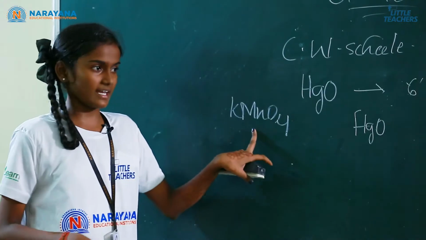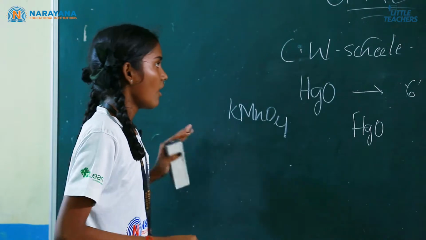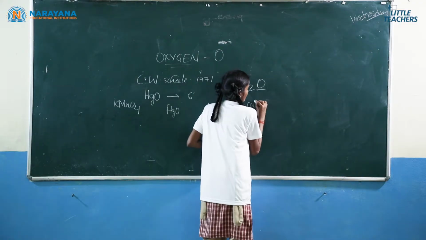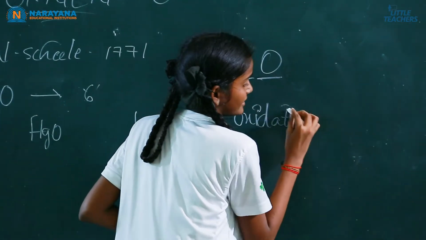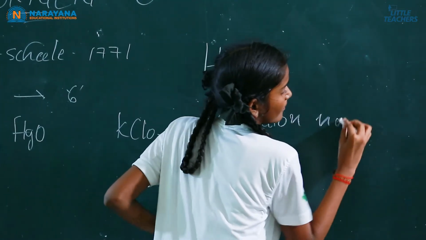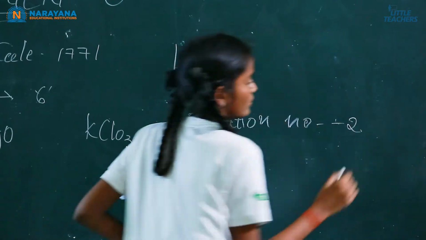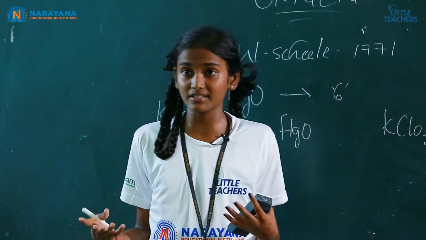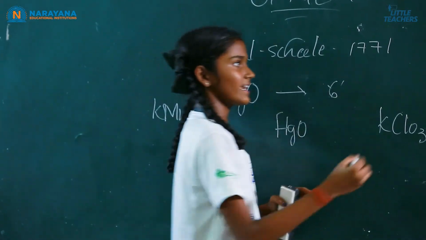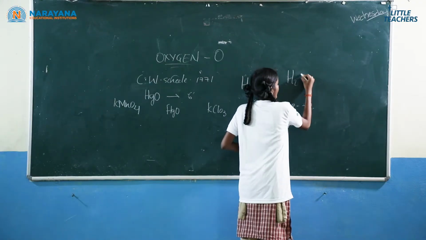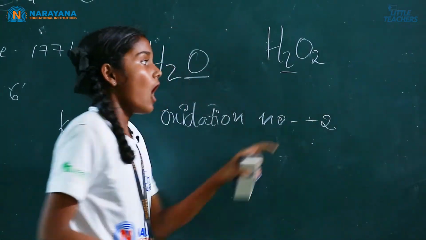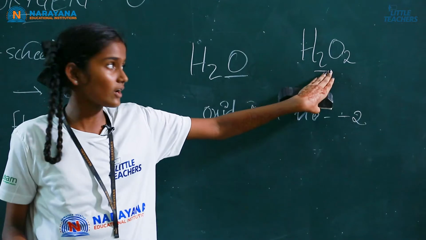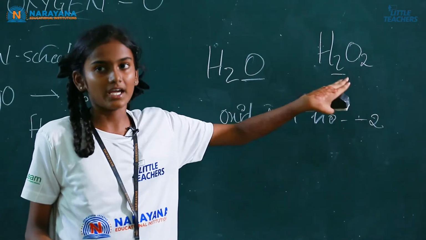Next, we're going to say that oxygen has an oxidation number of -2. Its general oxidation number is -2, and in peroxides it is -1. Let us take an example, hydrogen peroxide, H2O2. Here oxygen is -1. So the oxidation number of oxygen in a peroxide such as hydrogen peroxide is -1.